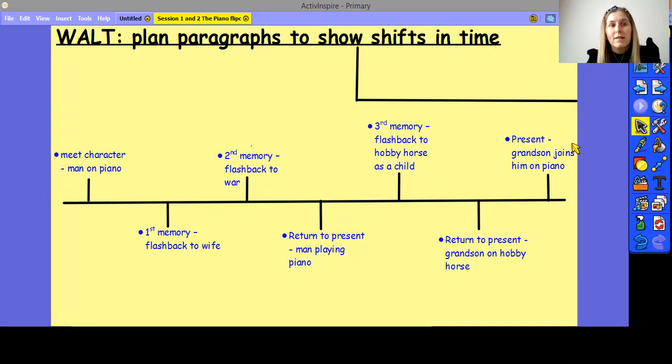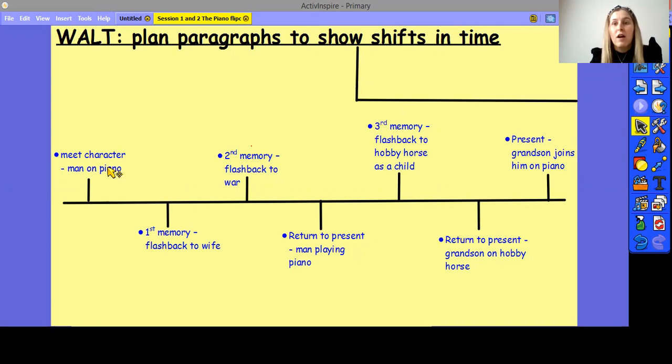So our role today is to plan paragraphs to show shifts in time. You will remember that in fiction writing, we change paragraph for a new time, new event or new place. And on this timeline, I've mapped out the main events from the story which we discussed yesterday.